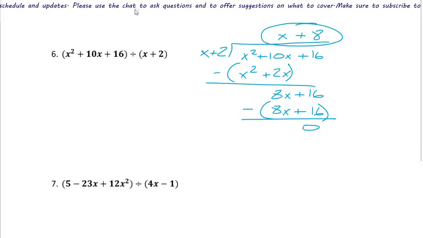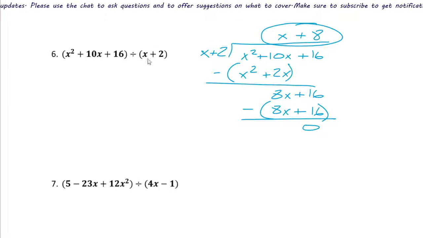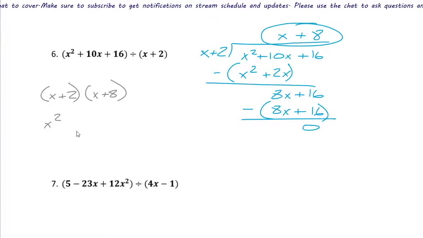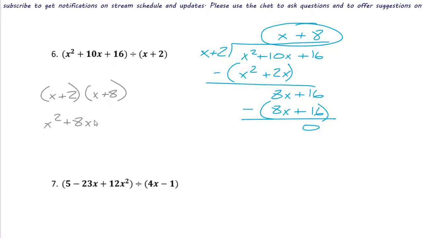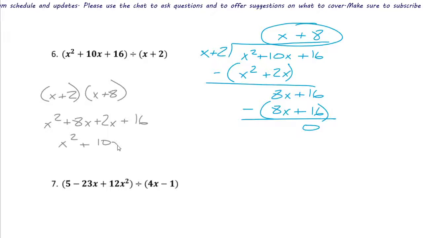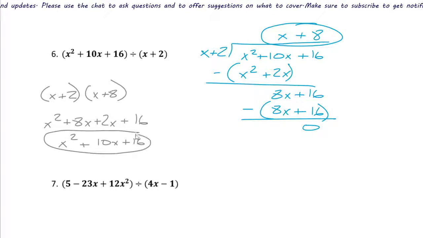And then if you wanted to do the check, just to make sure, you're going to take our, excuse me for 1 second, our divisor, x plus 2, and multiply our answer. Let's see if we get back to our original polynomial. x times x, x squared, x times 8, 8x, 2 times x, 2x, 2 times 8, 16. Combine: x squared plus 10x plus 16. So did we get back to where we started? We did. So our answer is good.